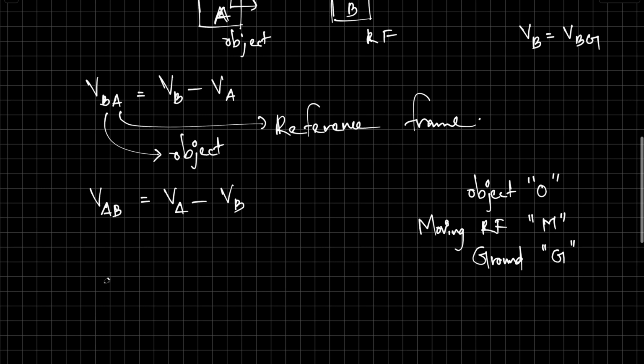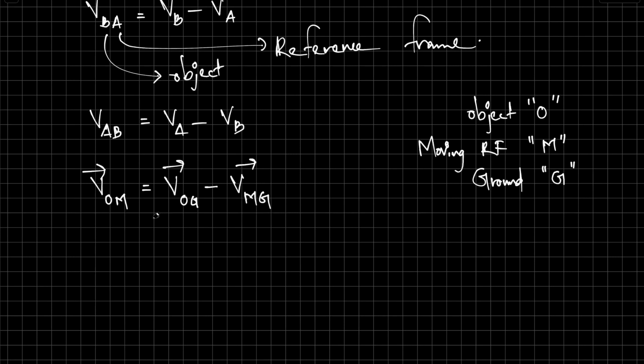Okay, so velocity of object, which is O, with respect to the reference frame, in our case the moving reference frame, M. So VOM equals velocity of object, VO, minus velocity of the moving reference frame, VM. VO means velocity of object with respect to ground, and VM means velocity of moving reference frame with respect to ground. These are all vectors. So that's our general equation for relative motion.